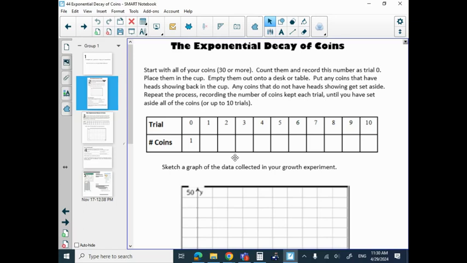So obviously there's a 50-50 chance of heads or tails, and so it's kind of a 50-50 chance of half or so of the coins getting set aside. That's the idea that's kind of obvious from the random chance in the activity. So they did it, and it worked really well.